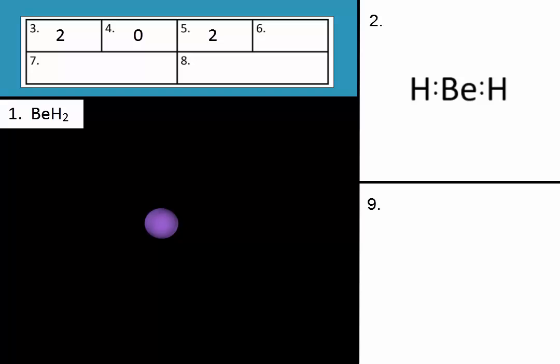Now the pairs of electrons are going to help tell us what the hybridization of the central atom is. And so with only 2 pairs of electrons, that means we only need 2 sigma bonds, and therefore only 2 hybrid orbitals, and so our central atom will have a hybridization of sp.